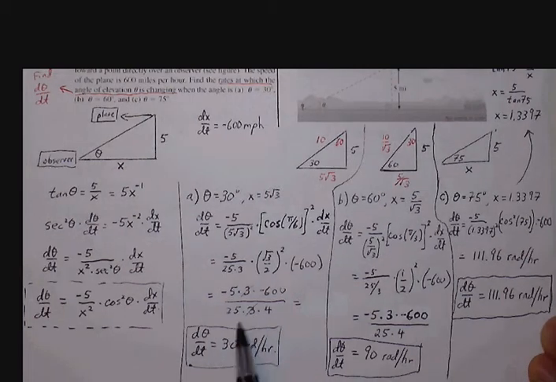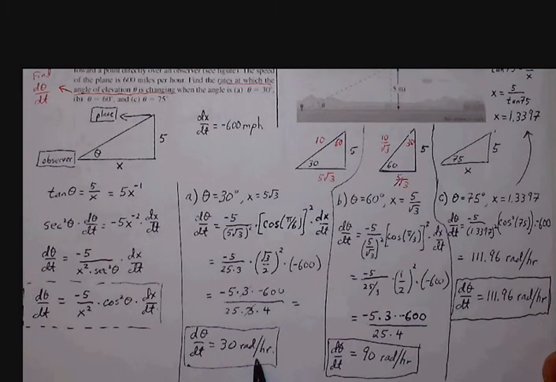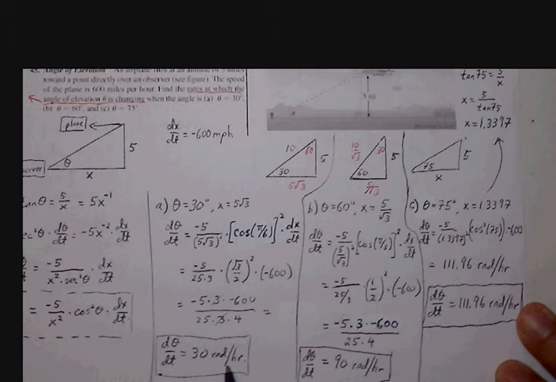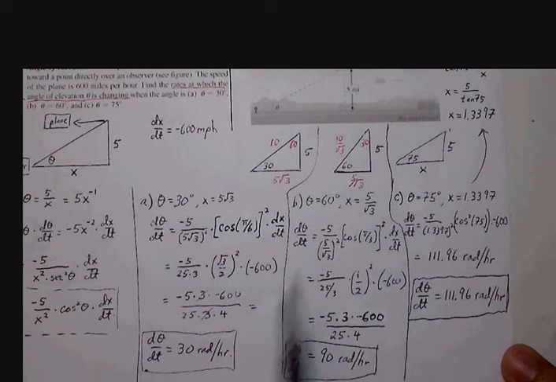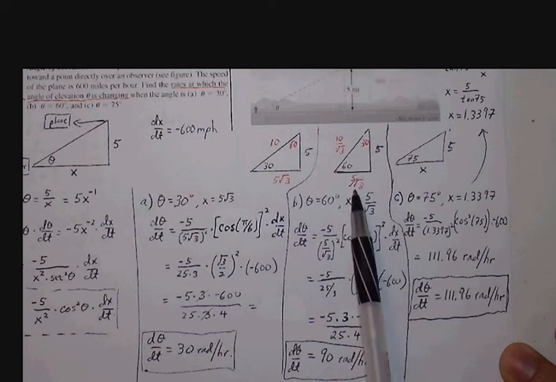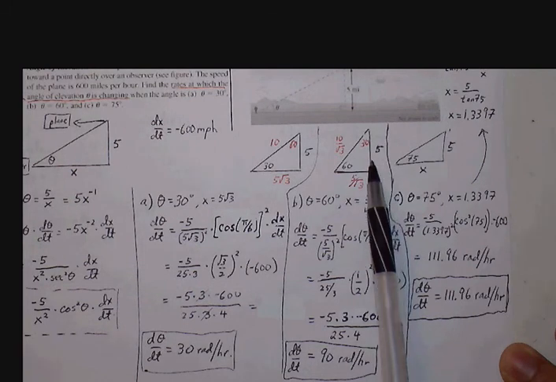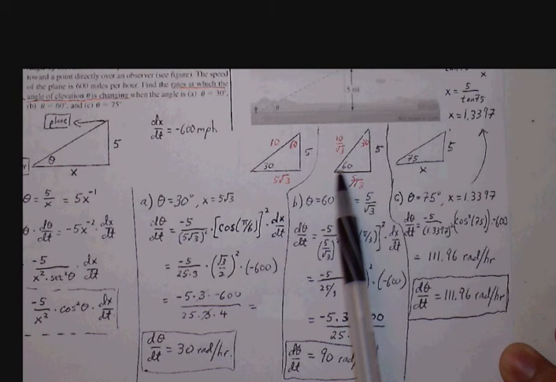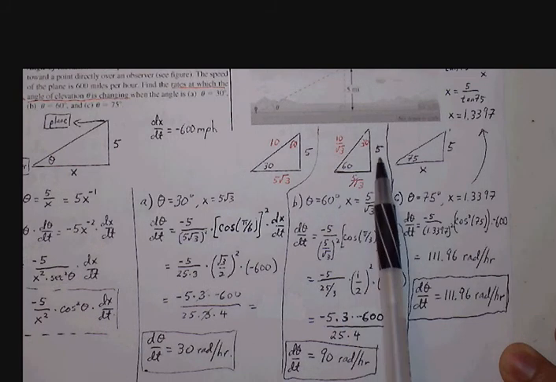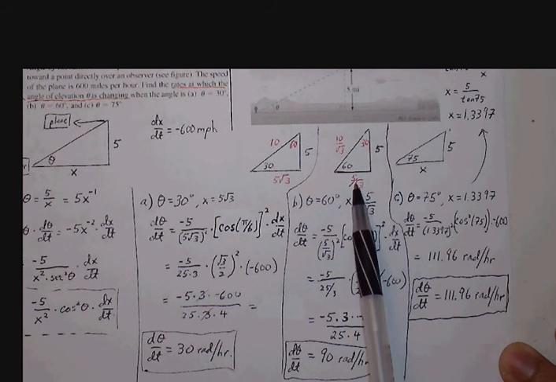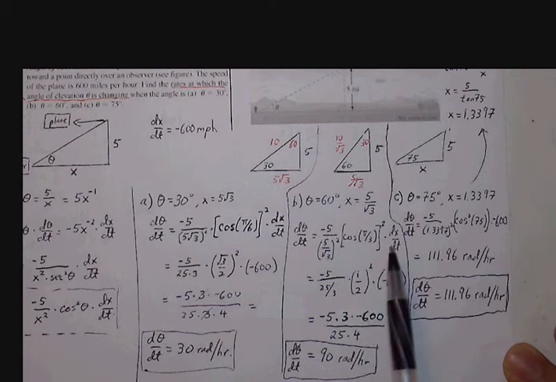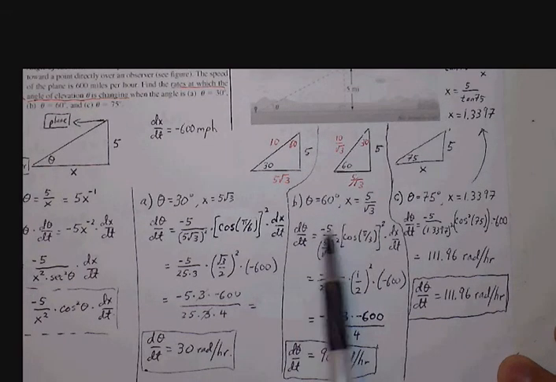Okay, part B, when theta is 60, then we have to make the adjustment with the sides. So the y value is 5 for 60 degrees, and we know that to get to this side, it would be 5 divided by root 3, and the hypotenuse is therefore 10 over root 3. So d theta dt is negative 5 over x squared. My x is now 5 over root 3 squared times cosine of pi over 3 squared.